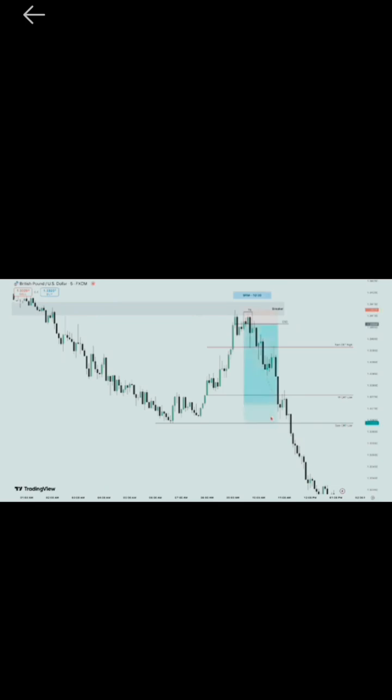If you miss the first entry, or if you're a beginner trader, then you have to enter after the second candle of the lower time frame CRT candle closes, and enter above or below the opening of the third candle of the lower time frame CRT.